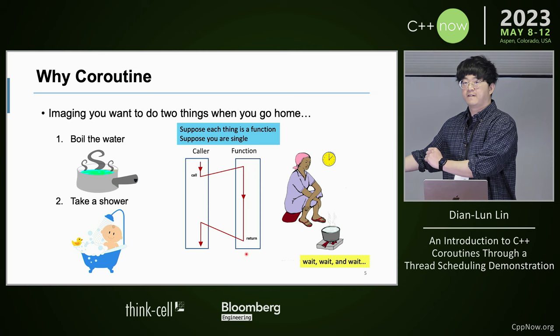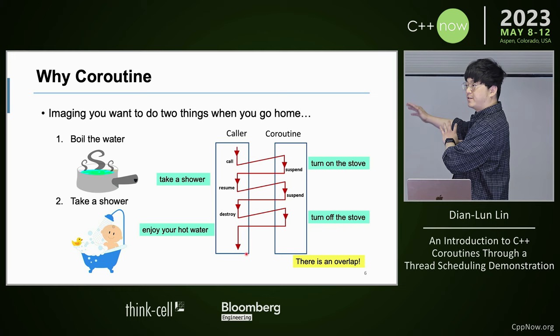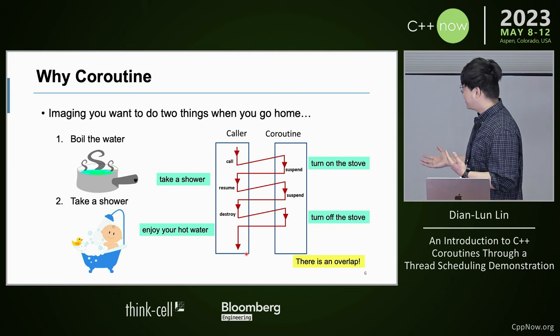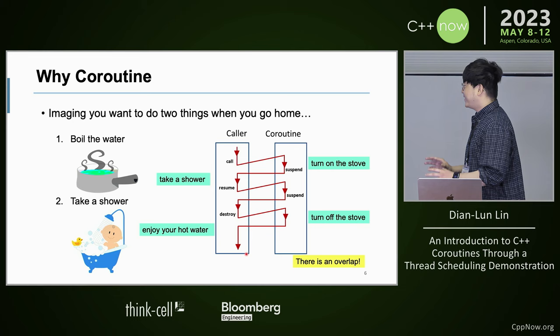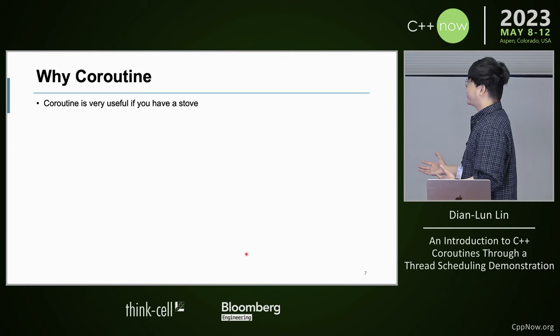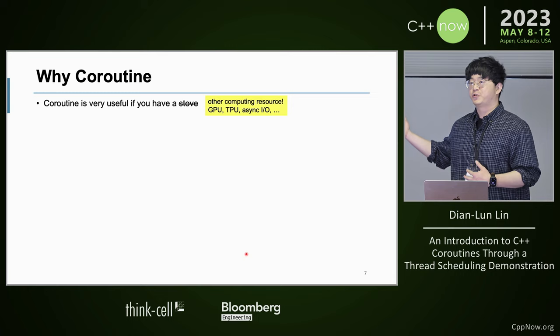But if each thing is a coroutine, what you can do is to go to the kitchen, turn on the stove, and then you go back to take a shower. And after you take a shower, you go back to the kitchen to check whether the water is boiling. If it is boiling, you turn off the stove and go back, enjoy your hot drink. So you can see there is an overlap between boiling the water and taking a shower. And that's the benefit of using coroutines. So conclusion, coroutine is very useful if you have a stove. Not really. Coroutine is very useful if you have other computing resources. For example, you got a GPU, you got a TPU, or you are doing async IO.